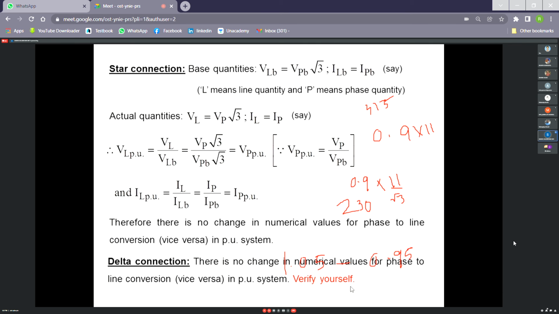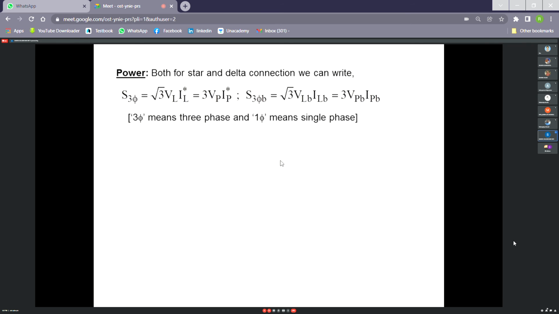So for delta connection also, you will see there will be no change in line or phase quantities. You do it yourself in the same manner. Obviously, you can see that you will get the same thing, but you must do it yourself. That will be a practice for you. Now power also for both delta and star will be same.